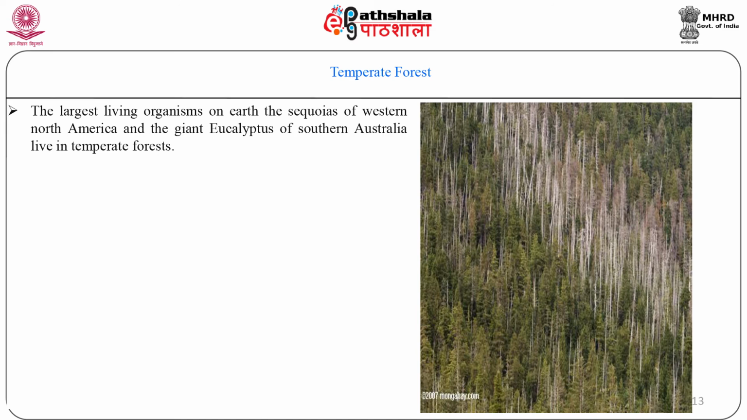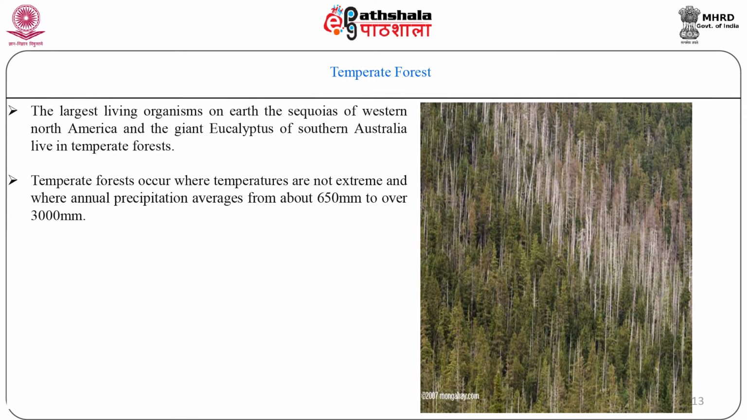About the climate, temperate forests occur where temperatures are not extreme and where annual precipitation averages from about 650 mm to about 3000 mm. These forests generally receive more winter precipitation than temperate grasslands. Deciduous trees usually dominate temperate forests where the growing season is moist and at least 4 months long. Where winters are more severe or the summers drier, conifers are more abundant than deciduous trees.